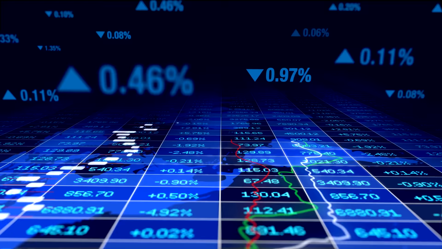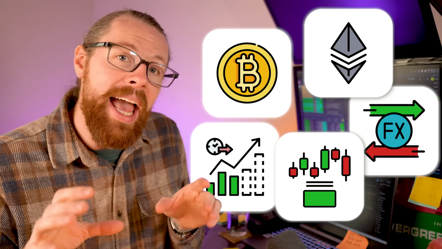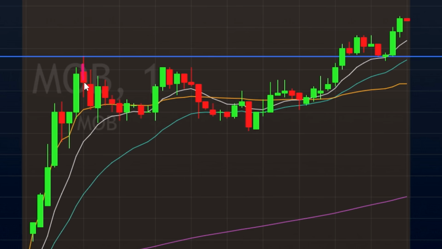Now, one of the things that's really cool is technical analysis is a universal language of the financial markets. It doesn't matter if you're trading Bitcoin, Ethereum, Forex, futures, or stock. Any financial instrument, when you pull up the candlestick chart, will give you the opportunity to perform the same level of technical analysis. So once you understand the fundamentals of technical analysis and you learn the right way to apply it, you can use it for any financial instrument.